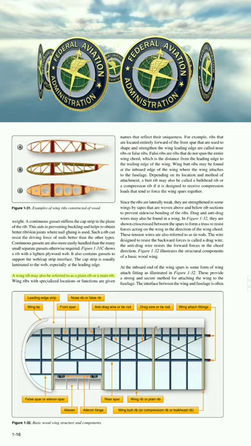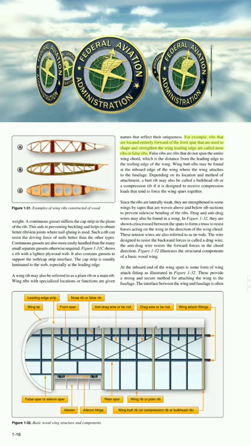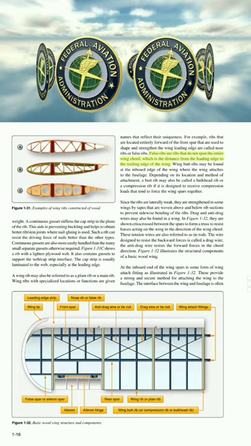Wing ribs with specialized locations or functions are given names that reflect their uniqueness. For example, ribs that are located entirely forward of the front spar that are used to shape and strengthen the wing leading edge are called nose ribs or false ribs. False ribs are ribs that do not span the entire wing chord, which is the distance from the leading edge to the trailing edge of the wing.